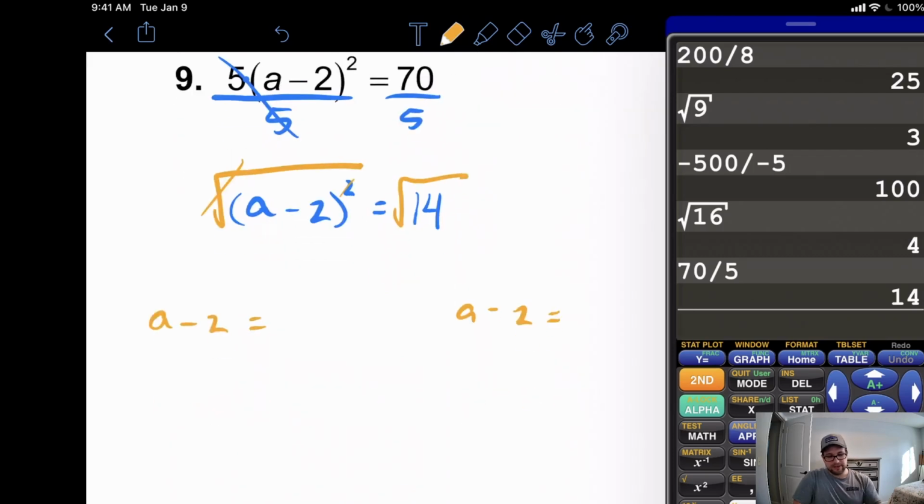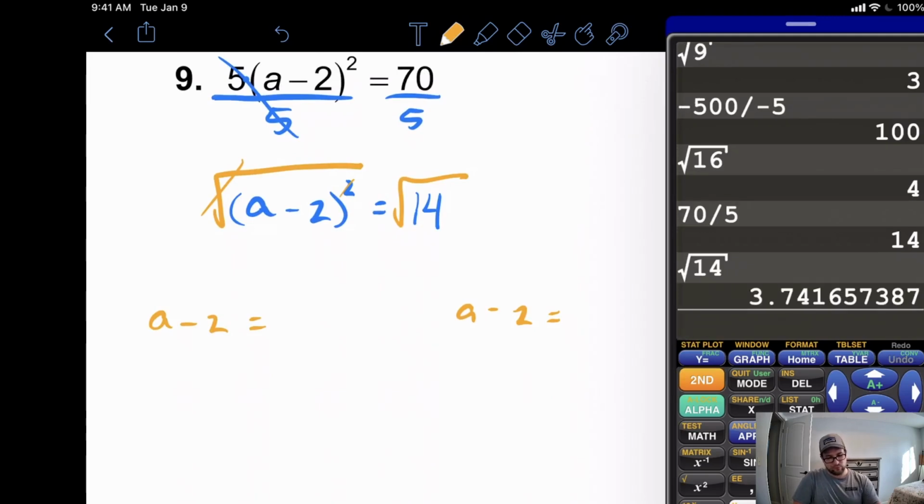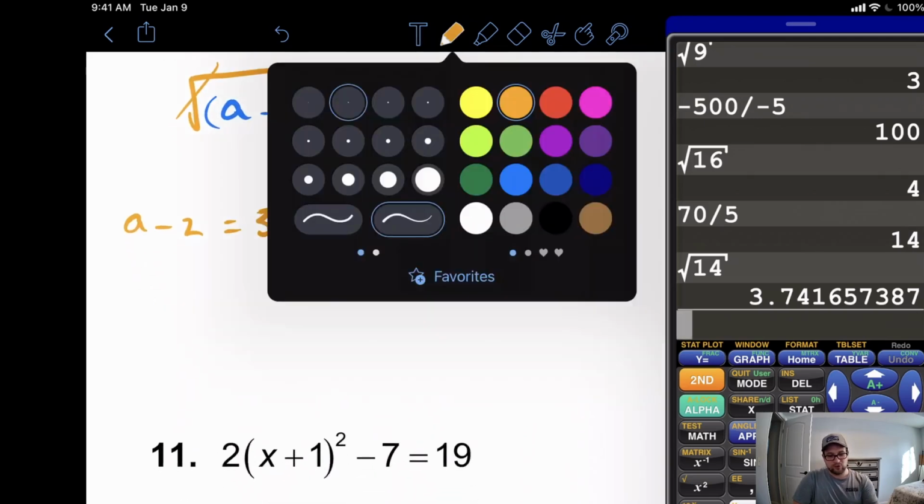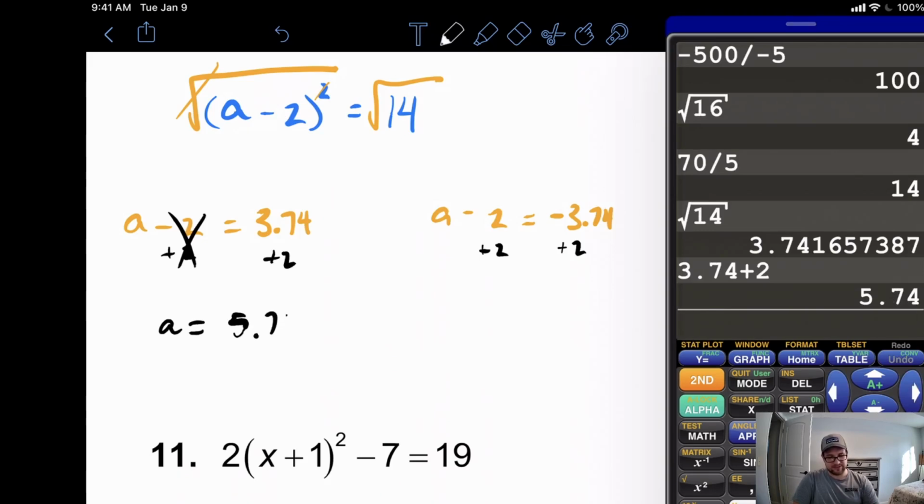Now, this is where we need to be careful. The square root of 14 is 3.74. So we're going to make one of them with the positive version of that number, and the other one with the negative version of that number. Now to finish the problem, we are going to come over here and add 2 to both sides. These two cancel off. So I'm going to be left with a equals 3.74 plus 2, which is 5.74. That's one of my answers.